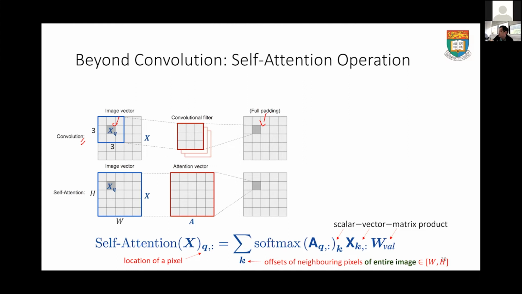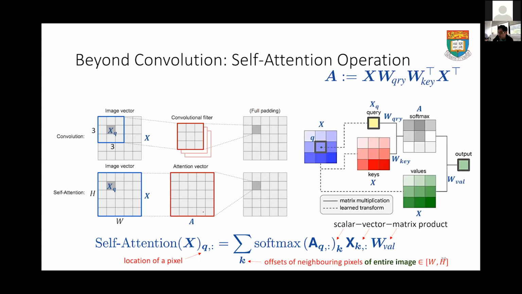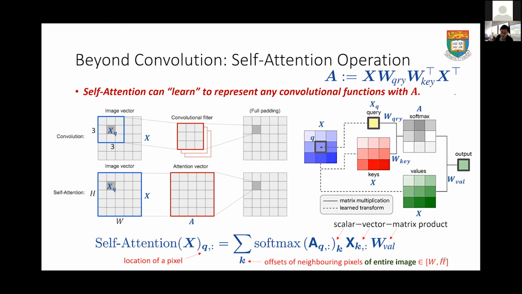If we use self-attention to extract features at the same location XQ in the image, XQ actually looks at the entire image region H by W to calculate the feature vector. This is done by a so-called attention map A. A is just the matrix multiplication involving the original image X. Here is the detail of the computational roadmap of self-attention. We may skip the details. Here we would like to highlight that self-attention can learn to represent any kind of convolutional function with the attention map A, and A is just computed by matrix multiplication, so it can be easily accelerated in hardware.